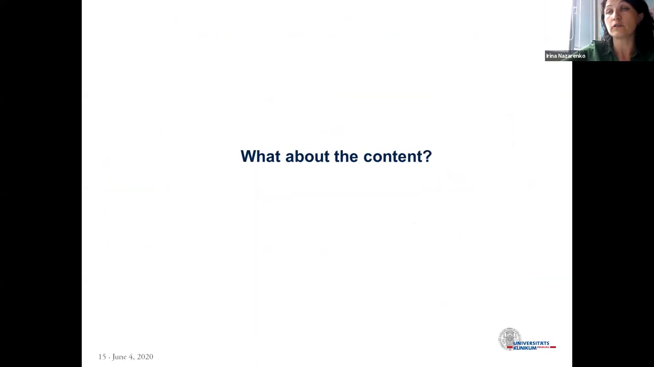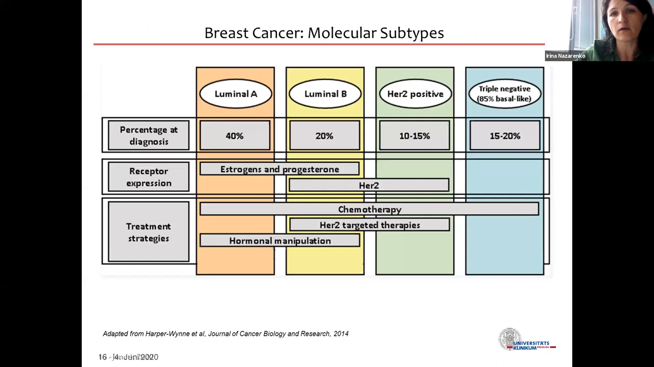And what about the content? How can the vesicles which derive from 2D and 3D culture differ in their content? We know that tumor cells differ in the behavior of the content, but what about the vesicles? We did this content analysis in many systems, but here is an example of a breast cancer model. For those who are working with breast cancer, you know that it has many molecular subtypes like luminal A, luminal B, HER2 positive, and triple negative. Each of those subtypes has a different prognosis, and the percentage of patients with a given prognosis is different. These subtypes differ by receptor expression, estrogen and progesterone receptor or HER2, and depending on which breast cancer subtype the patient belongs to, one or another therapy will be more favorable.